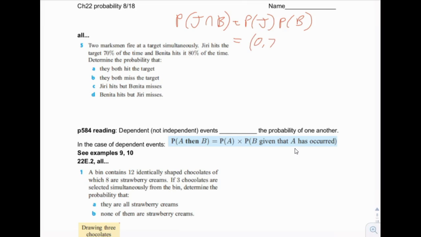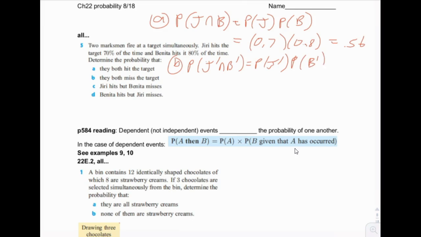0.7 times 0.8. I'm converting the percentage into decimals. That would give me 0.56. That would be A. What about B? They both missed the target. So that would be probability of not J intersected with the probability of not B, which is equal to the probability of not J times the probability of not B, which is equal to 1 minus 0.7, 0.3, times 1 minus 0.8, which is 0.2. And we're left with 0.06. Okay.